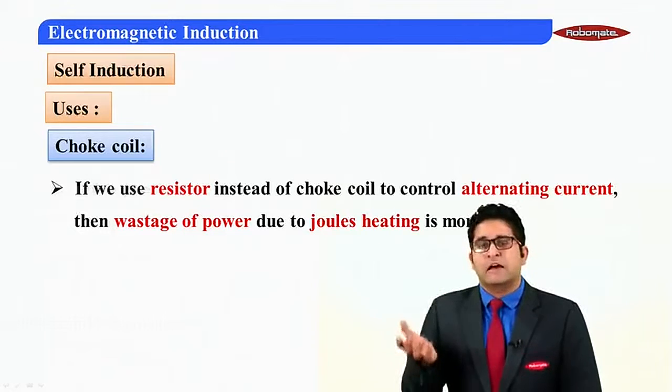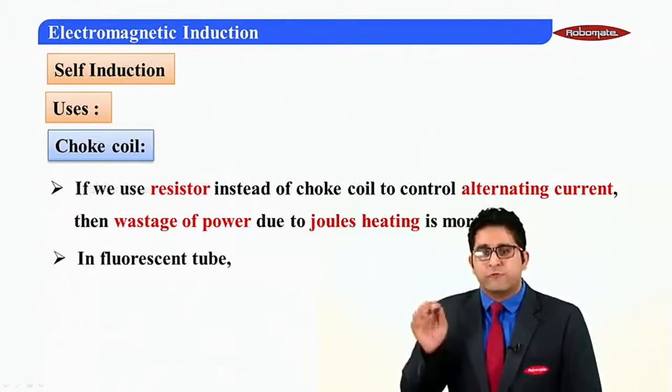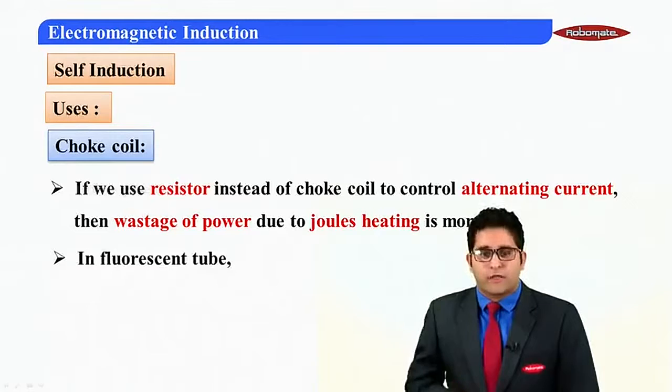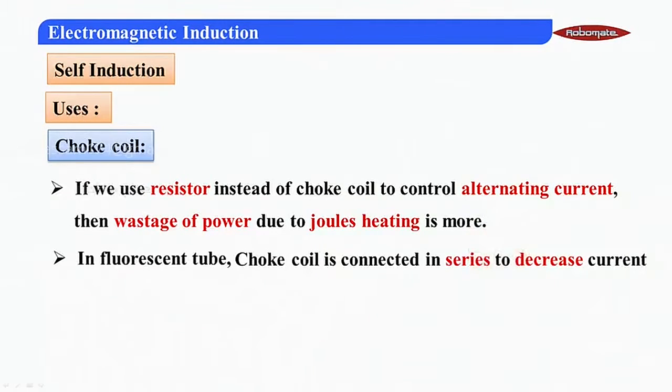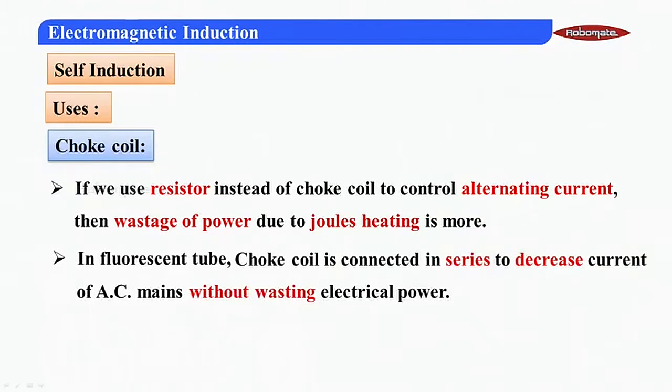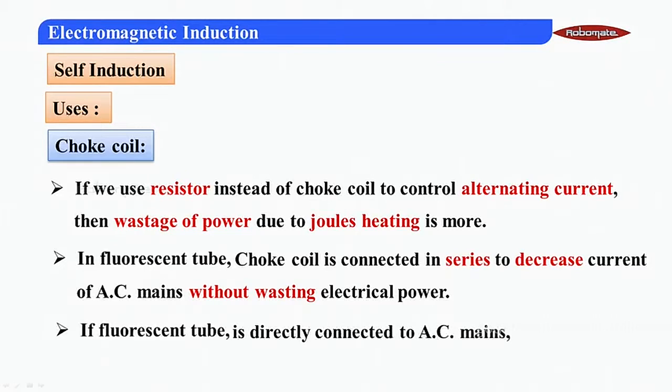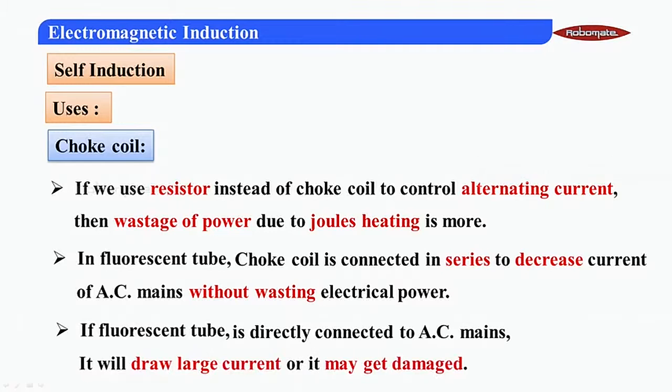Now if in a fluorescent tube a choke coil is connected, so as to decrease the value of current in AC, then the wastage of electrical power will also be very less. And lastly, if we connect this fluorescent tube directly to an AC source, then this tube will draw a large amount of current, or a large amount of power, and it may get damaged also. Now let us move further.